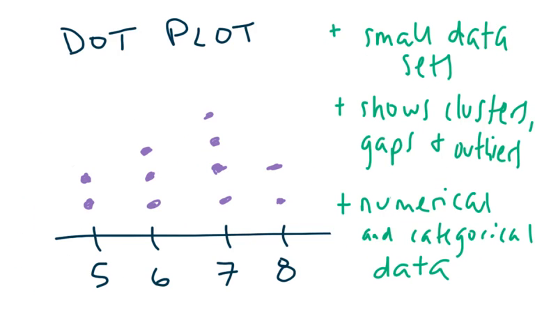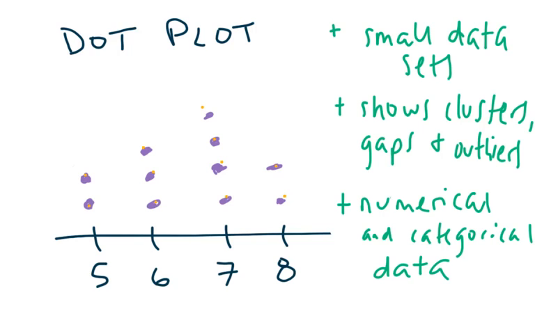Here's what a dot plot looks like. It's simply what it sounds like. We have our scale here down at the bottom, 5, 6, 7, 8. And I've just plotted dots for each of the values here. There are 2 values of 5, 3 values of 6, 4 values of 7, and 2 values of 8. So dot plots are really simple.